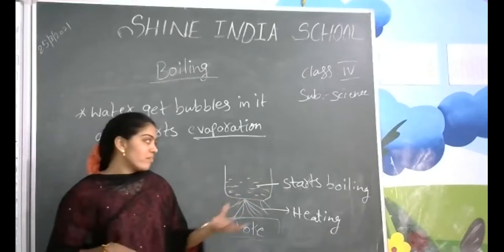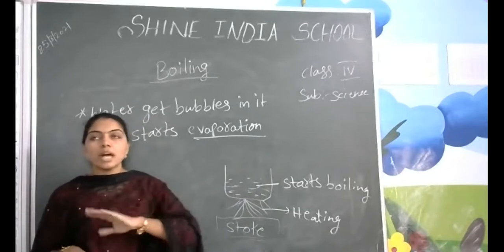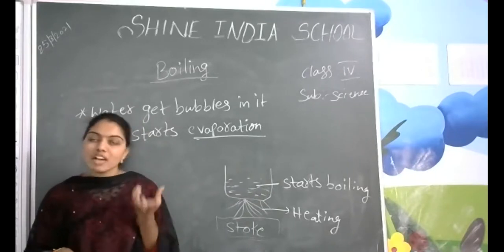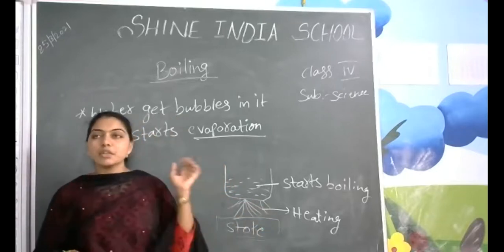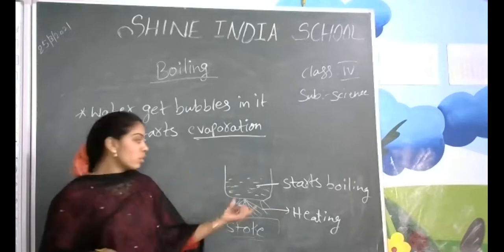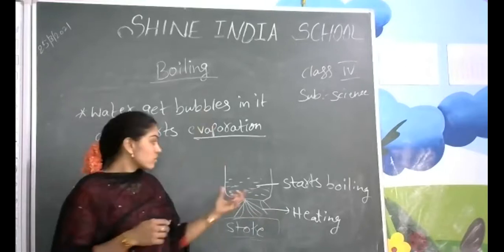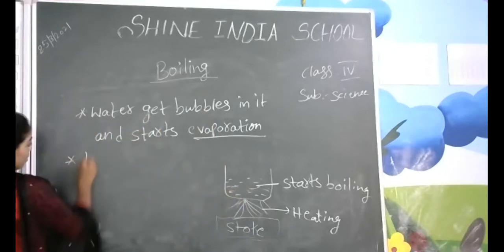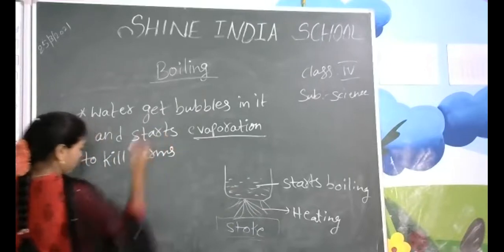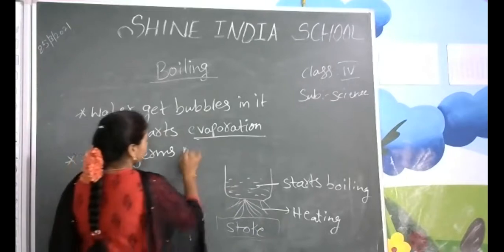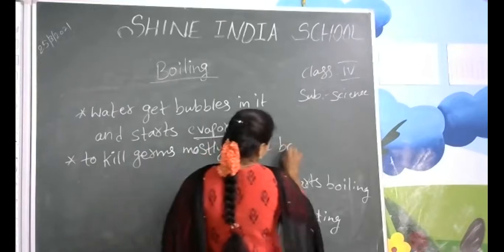Water gets boiled. Whatever dust or germs are in the water, mostly by the process of decantation we can get somewhat purified water. That purified water, if you use the boiling method, then you can get exactly filtered water. So mostly in the rainy season, we use this method, boiling, to kill the germs.